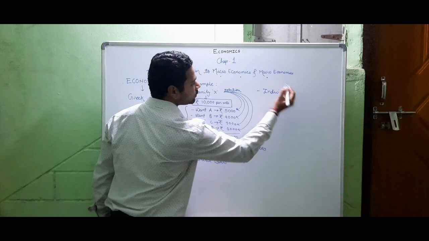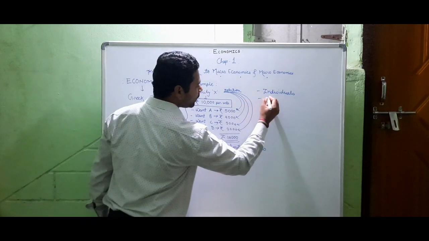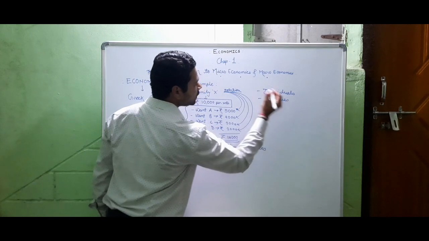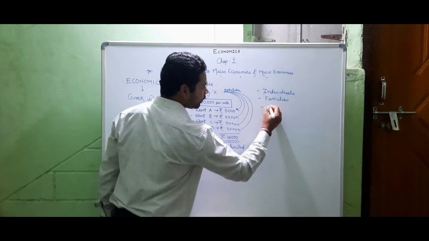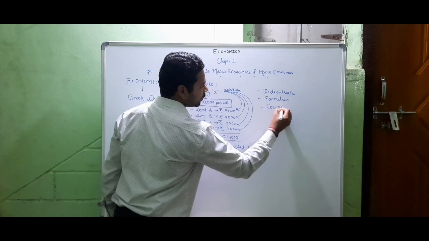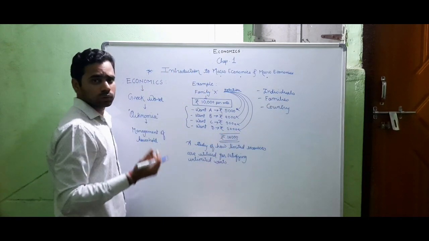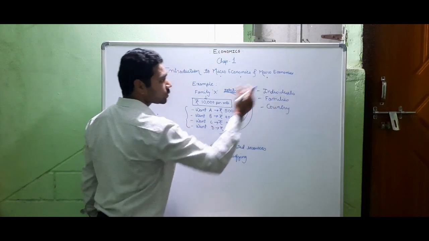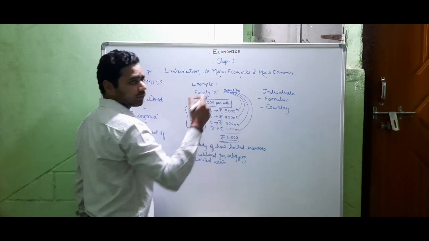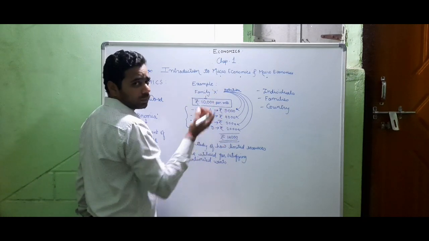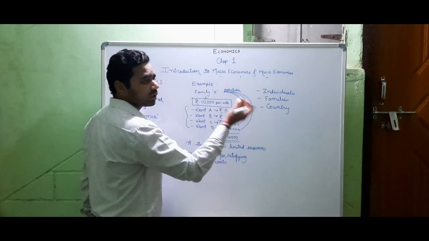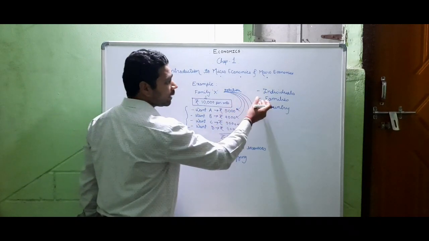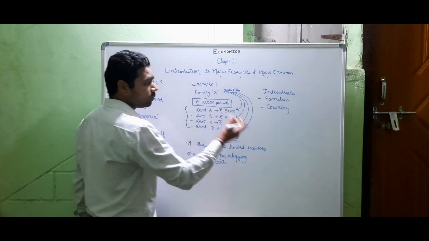The same thing that has happened with family X may happen with different individuals, it may happen with different families, or it may happen in a country also. Likewise, individuals may also have unlimited wants, but they might not have that much income to satisfy their different wants. The same might happen with the families and the same with the country.